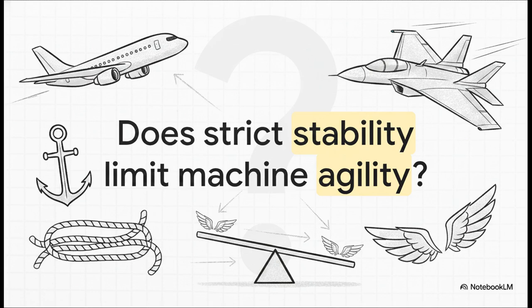Just think about a fighter jet versus a giant commercial airliner. The jet actually trades a bit of inherent stability for extreme maneuverability. It is a profound engineering trade-off between safety and raw performance. Definitely something to keep in mind the next time you see a high-tech system in motion.